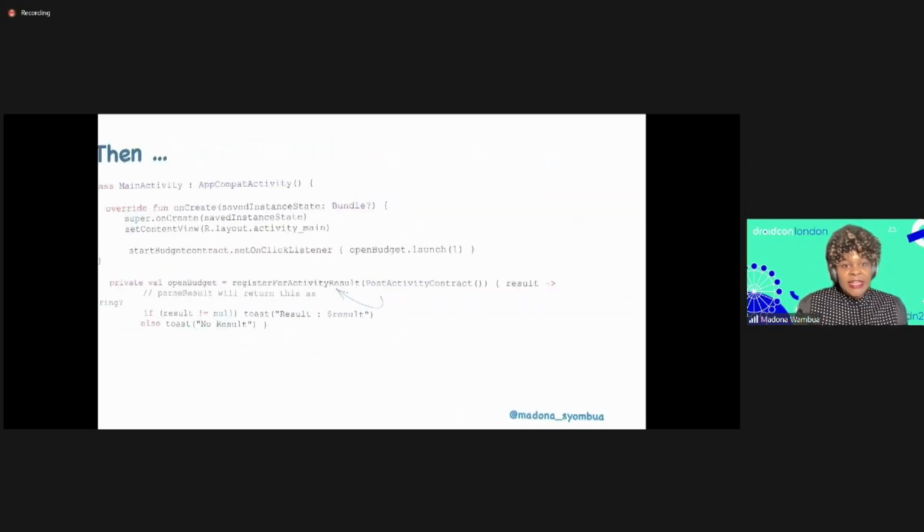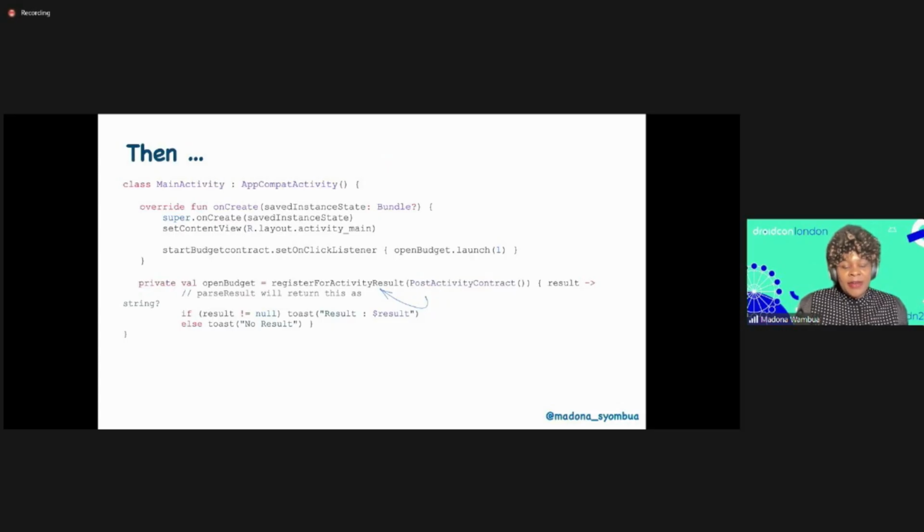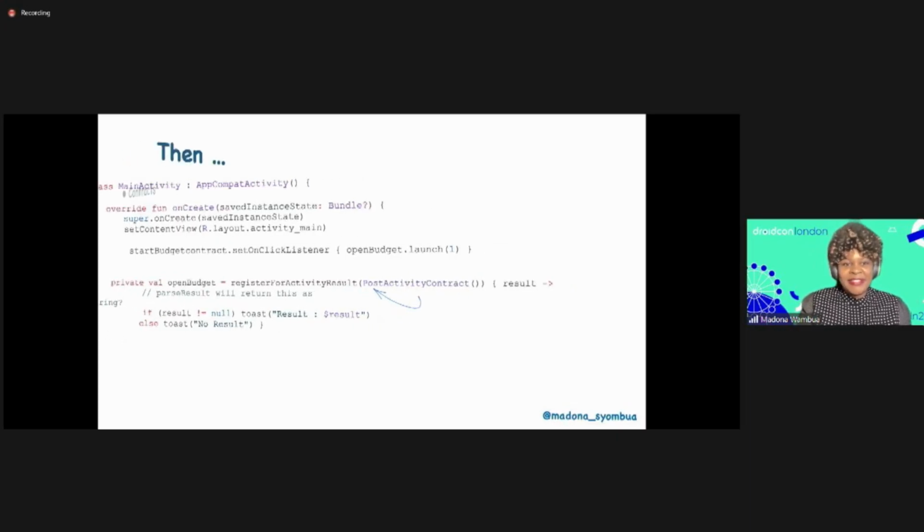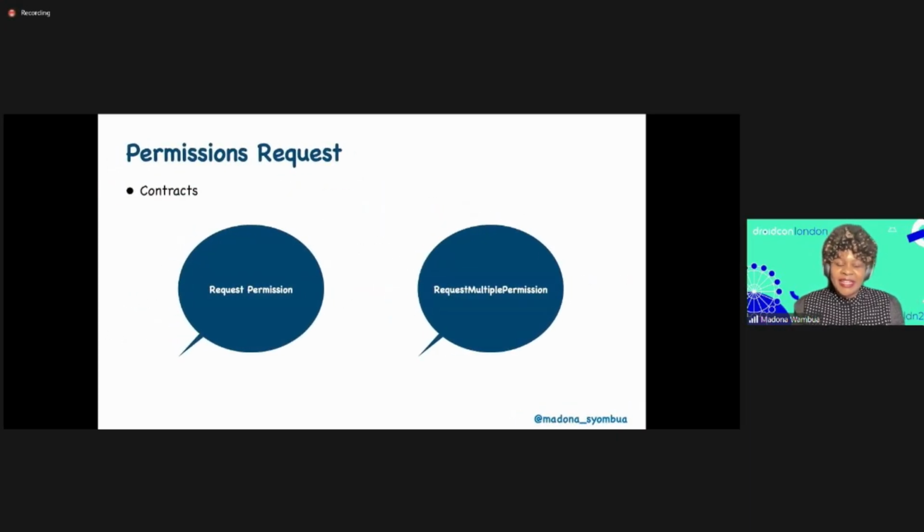As you can see here in my main activity, I created a private var called registerForActivityResult. I have an arrow showing that. And then you do something with the result. That's exactly what you want to do. So the permissions I've been talking about. Let's see the permissions request.